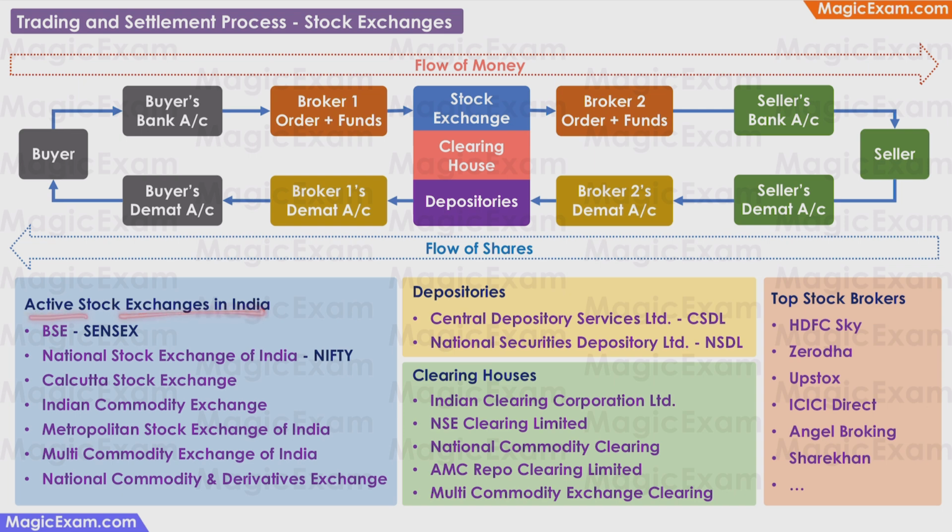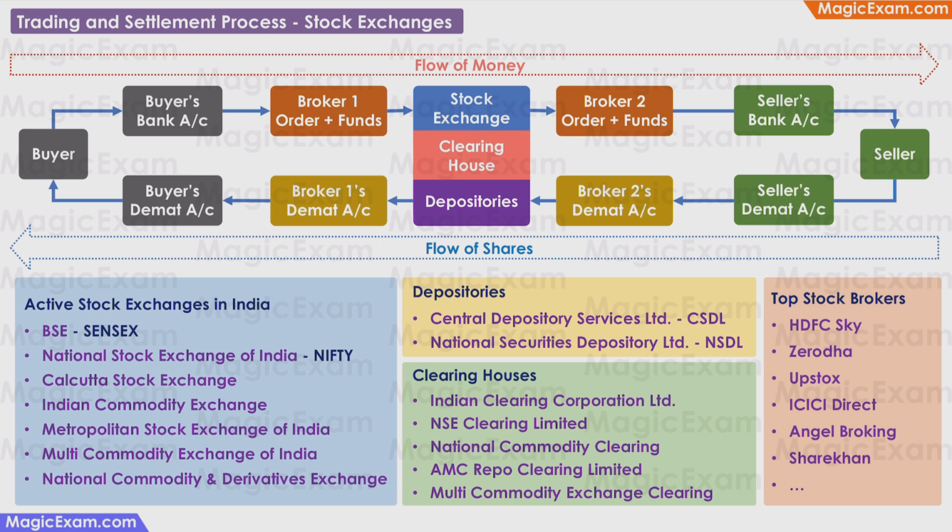Active stock exchanges in India, where all this trading happens, include the Bombay Stock Exchange or BSE, known for the Sensex, and NSE or National Stock Exchange, known for the Nifty Index. There are some other exchanges also, like the Calcutta Stock Exchange, Multi Commodity Exchange, and many more. But they are either specialized exchanges for specific types of securities, or they are very small. And to trade on these exchanges, you will need a broker. Some of the top brokers include Zerodha, Upstox, ICICI Direct, HDFC Securities, Angel Broking, and many more.